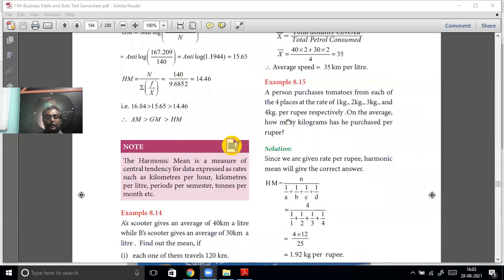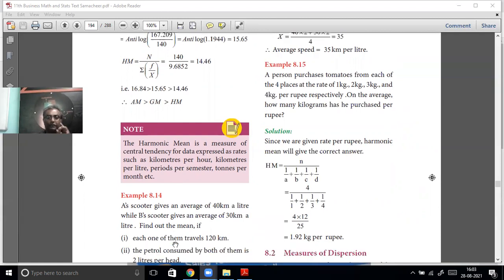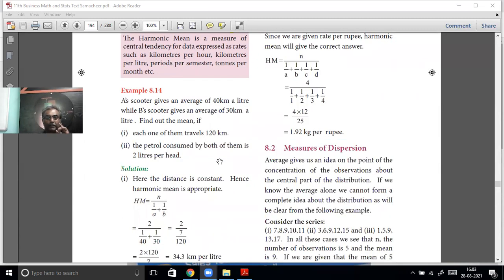Harmonic mean is a measure of central tendency for data expressed as rates, like kilometers per hour, kilometers per liter, periods per semester, tons per month. Whenever rates are coming, you should think maybe I should use harmonic mean and not arithmetic mean. Here is one example. There are two fellows having two scooters. One scooter gives 40 kilometers per liter. Another gives 30 kilometers per liter.